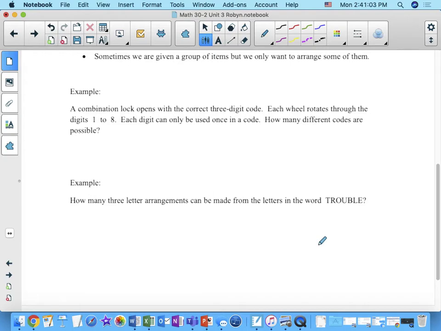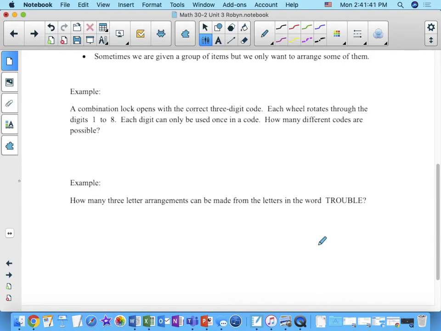So, we're going to move on. Now, sometimes we have a bunch of objects, but we're actually only going to arrange some of them. This comes up all the time. Let's say we're working with a license plate. License plates in Calgary go letter, letter, letter, number, number, number, or letter, letter, letter, number, number, number, number. So we've got 26 letters and 10 digits. We're not using all 26 letters and all 10 digits in that license plate. We're only arranging some of them. So sometimes we're given a group of items, but we only want to arrange some of them.